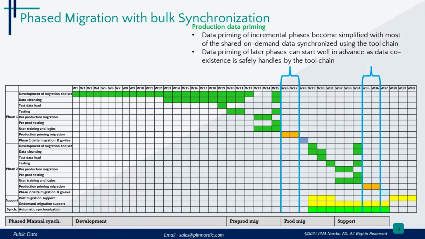Production data priming with this approach is the best, as the tool chain takes care of migration of a mixture of complicated data in either direction smartly. The process becomes more streamlined for later phases, as most of the shared data is synchronized using the tool chain following on-demand migration requests from business users. With the tool chain's ability to manage data coexistence efficiently, data priming of later phases could be started anytime.